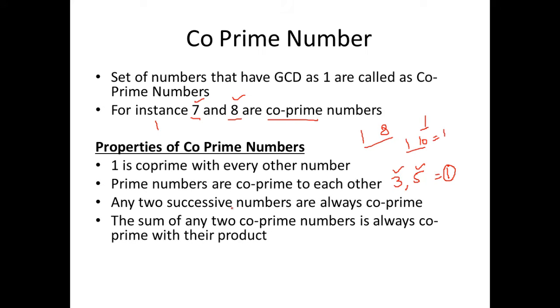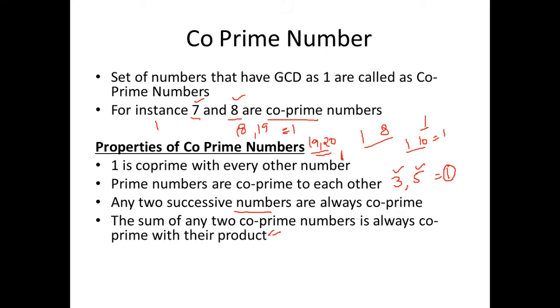And there's one more property. Any two successive numbers are always co-prime. For instance, you take any two successive numbers, 18 and 19. The GCD for this is 1. You can go and very well check that for 18 and 19, the greatest common divisor is 1. What about 19 and 20? For any two consecutive numbers, the GCD will always be 1. So we say these kinds of numbers are co-prime numbers.